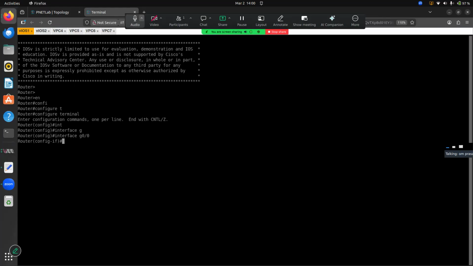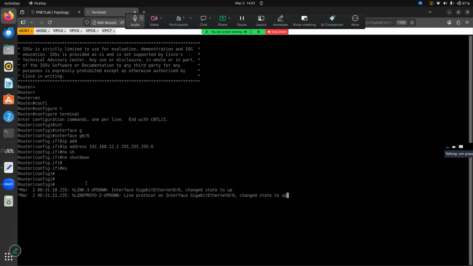Gig 0/0. Then the IP address 192.168.12.1 and the subnet mask 255.255.255.0. Then Router 1 is completed. Oh, I forgot to give the name. Okay, hostname Arun.